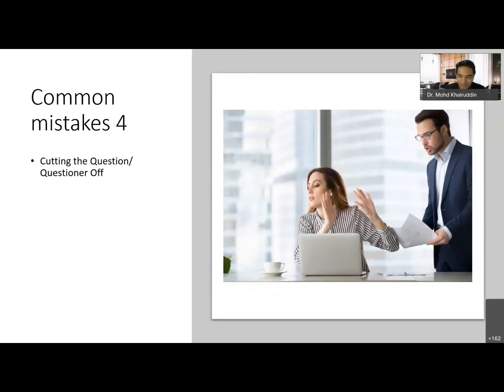Common mistake number 4 is cutting the questioner off. Please never cut the question. Don't go around the bush. This is a very bad manner to practice. If you don't know how to answer that question, please be honest. All right, honesty is the most important thing in the proposal defense presentation.